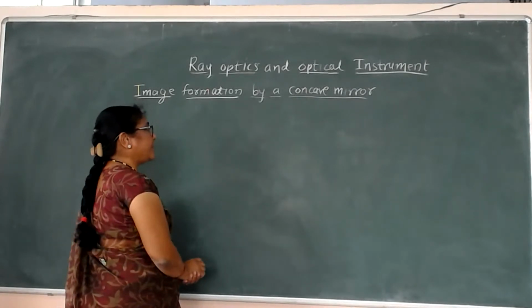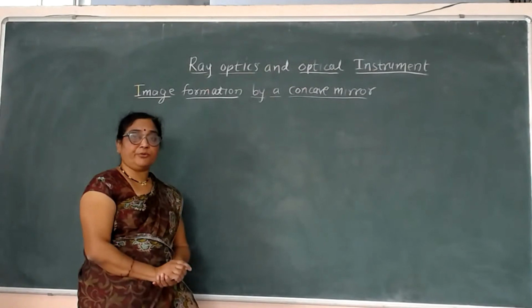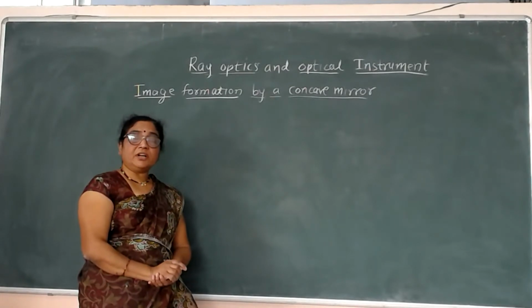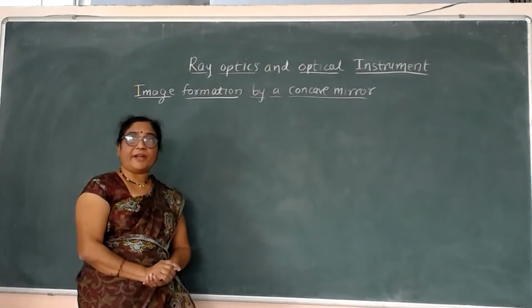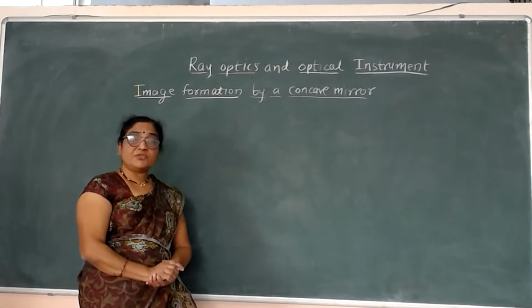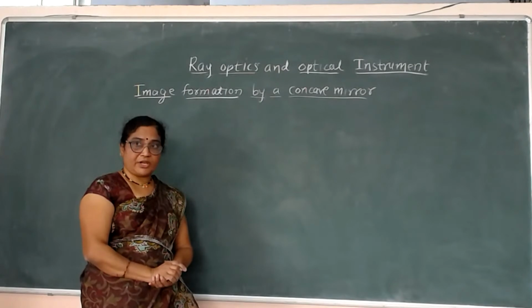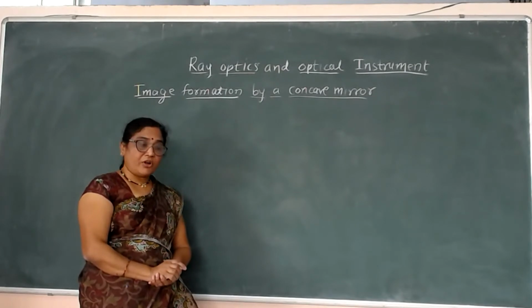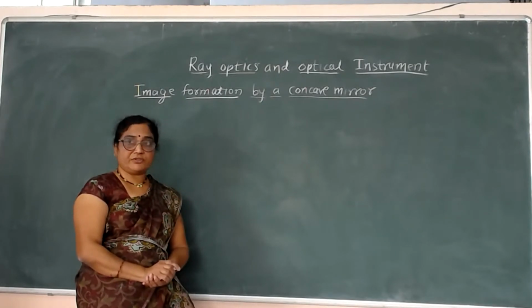Then we see some image formation due to the concave mirror, and we know that concave mirrors are used to find different images. So a concave mirror gives real as well as virtual images, but a convex mirror always gives a virtual image.